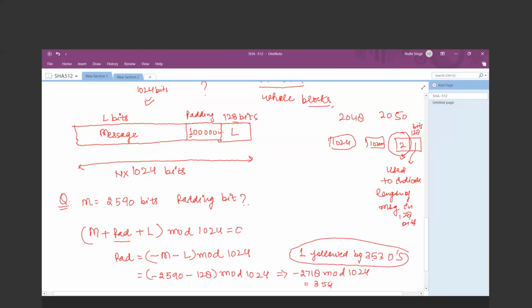Now, one homework for you guys: you have to calculate what will be the minimum number of padding bits and what will be the maximum number of padding bits. Okay, this is your homework. Calculate, for any message size, what the minimum and maximum padding should be. Apply the same formula and do the analysis.